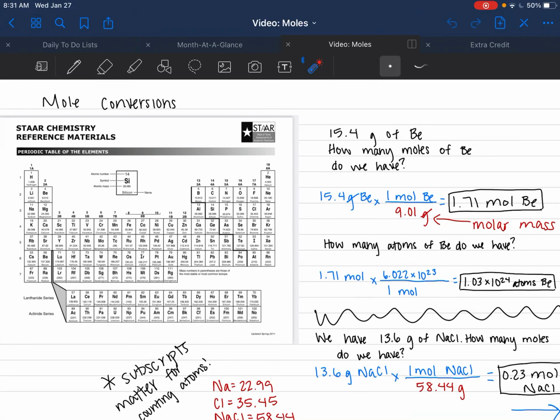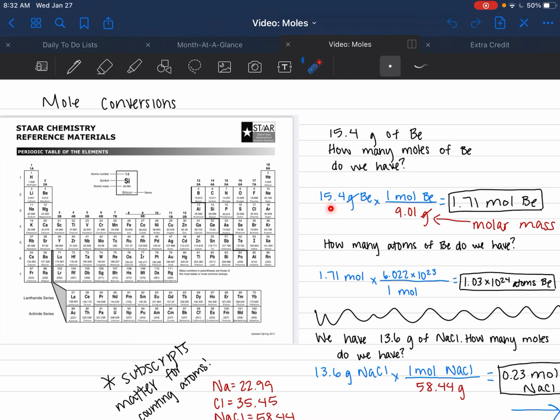In our last video, we talked about what a mole was and how we would use it to convert to the number of atoms or particles or molecules using Avogadro's number, that's 6.022 times 10 to the 23. So how do we apply that to actual problems? Let's look at this first example here. If we're given 15.4 grams of beryllium, that Be is beryllium, how many moles of that beryllium do we have?